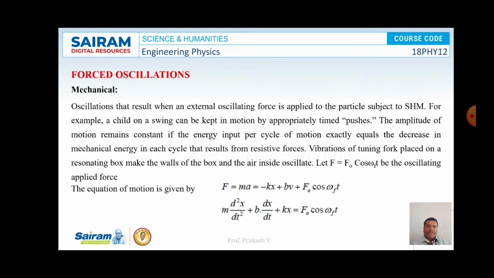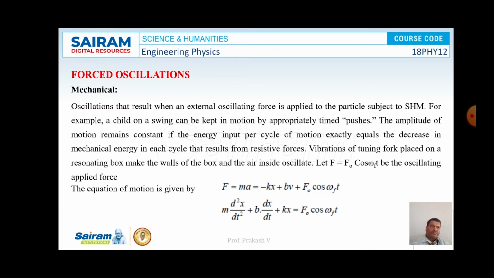And here we can look at the oscillations that result when an external oscillating force is applied to a particle subjected to simple harmonic motion. For example, a child on a swing can be kept in motion by appropriately timed pushes. The amplitude of motion remains constant if the energy input per cycle of motion exactly equals the decrease in mechanical energy in each cycle that results from resistive forces. Vibrations of a tuning fork placed on a resonating box make the walls of the box and the air inside oscillate.